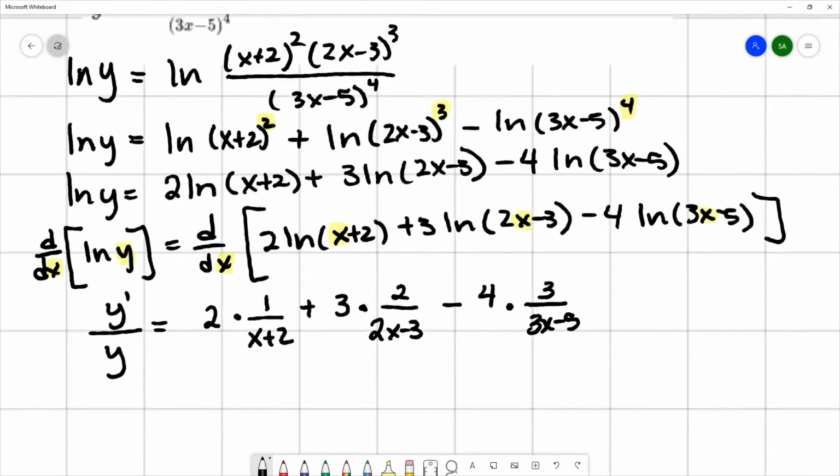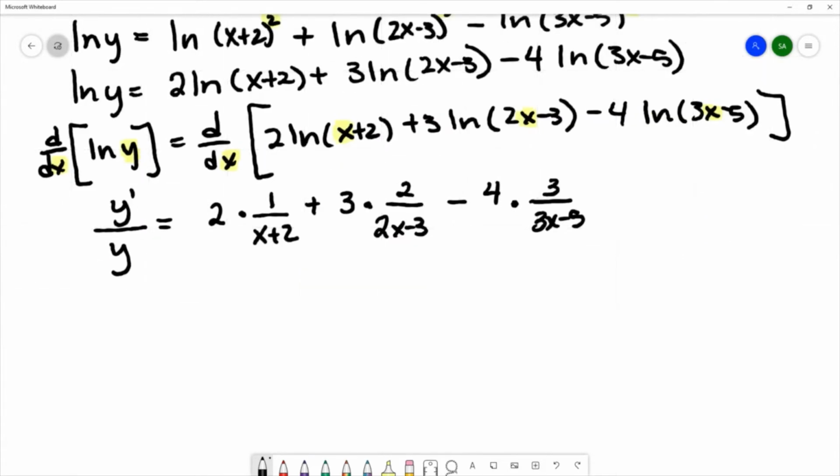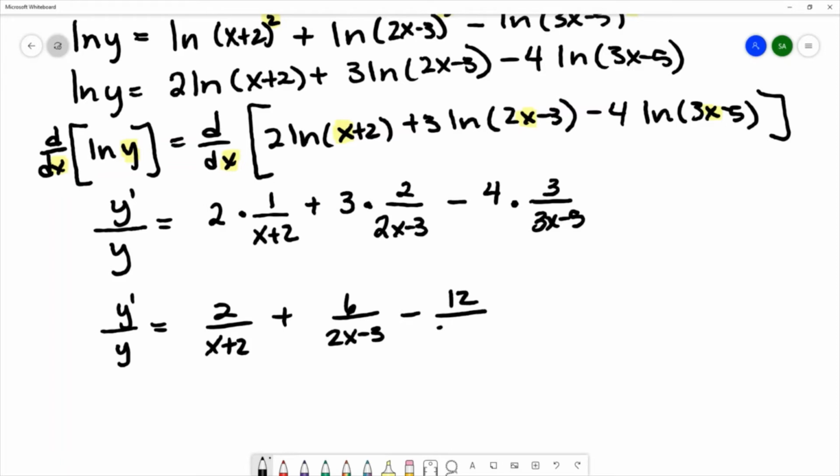And we now have y prime over y equals 2 over x plus 2 plus 6 over 2x minus 3 minus 12 over 3x minus 5. My goal was to calculate the derivative of y, so I'm going to solve for y prime by multiplying by y on both sides.